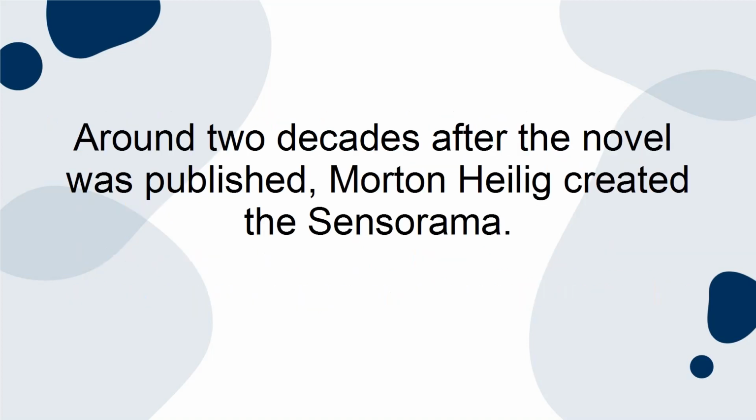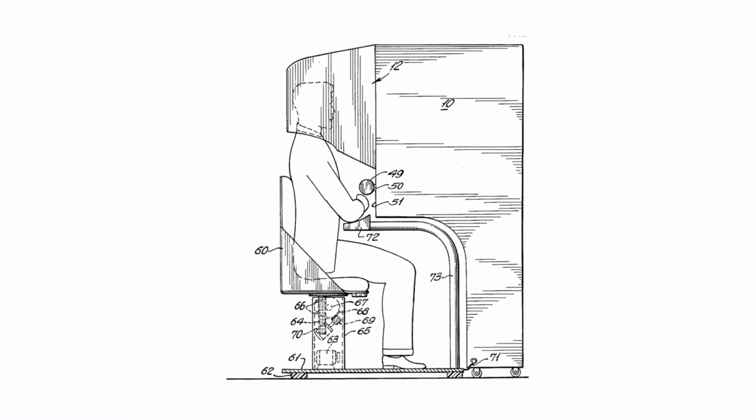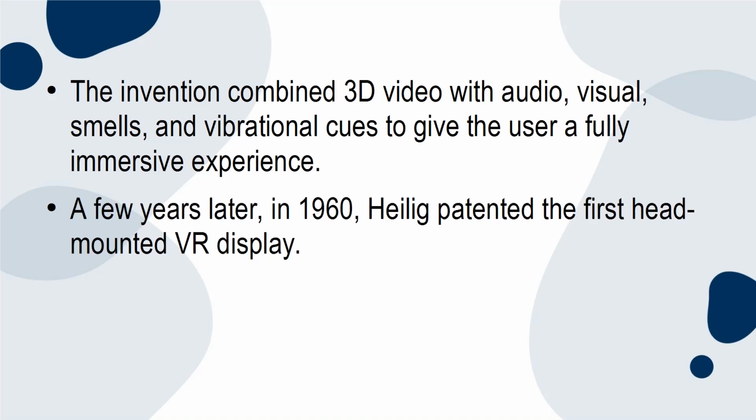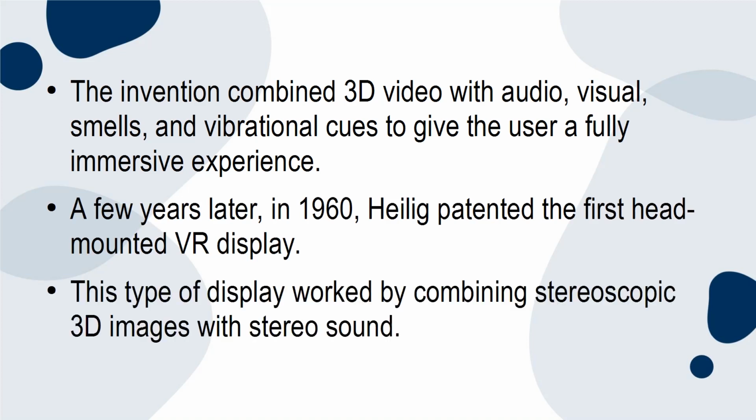Around 2 decades after the novel was published, Morton Heilig created the Sensorama. The Sensorama was a machine that simulated what it would look and feel like to ride a motorcycle in Brooklyn. The invention combined 3D video with audio, visual, smells, and vibrational cues to give the user a fully immersive experience. A few years later, in 1960, Heilig patented the first head-mounted VR display. This type of display worked by combining stereoscopic 3D images with stereo sound.